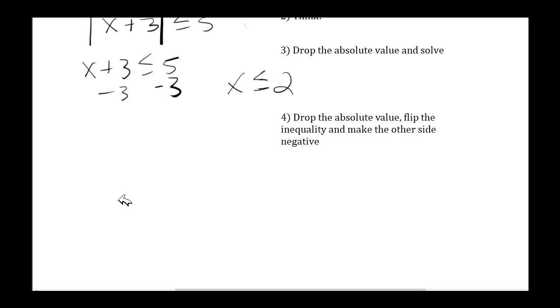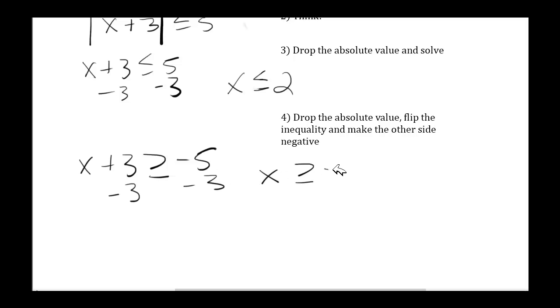Okay, next up, we need to drop the absolute value, flip the inequality, and make the other side negative. And starting from where it's isolated. So now I drop absolute value, I flip the inequality, and I make the other side negative. And I repeat the exact same steps. Minus 3, x is greater than or equal to minus 8. Okay, now we put it all together.